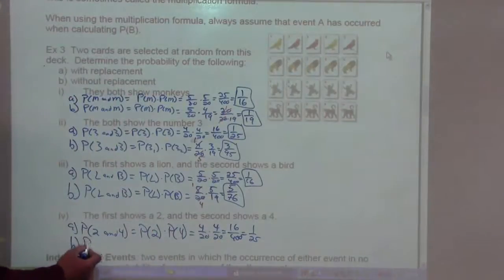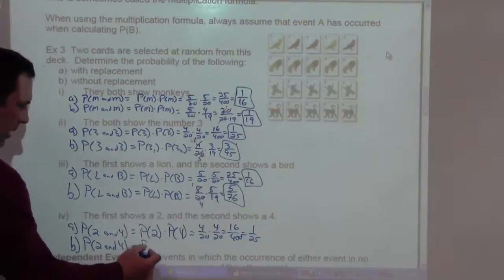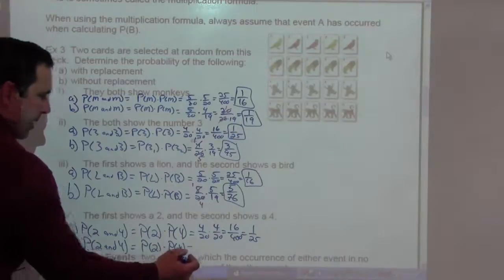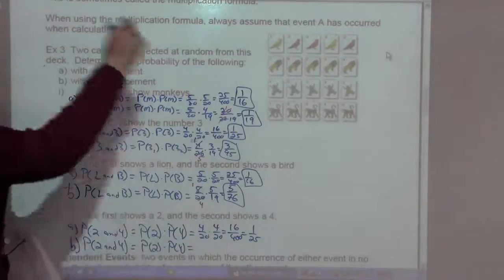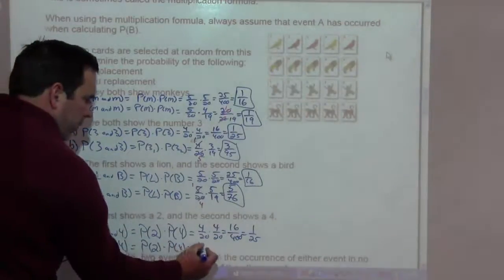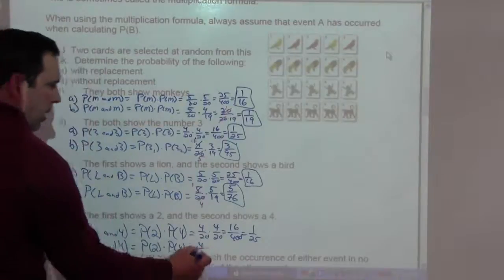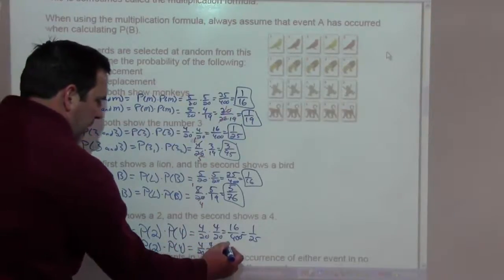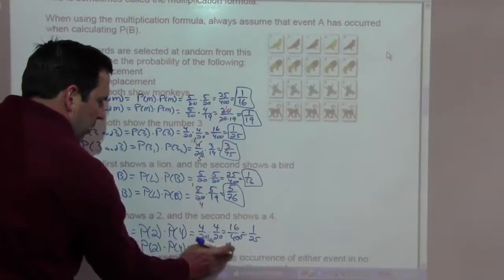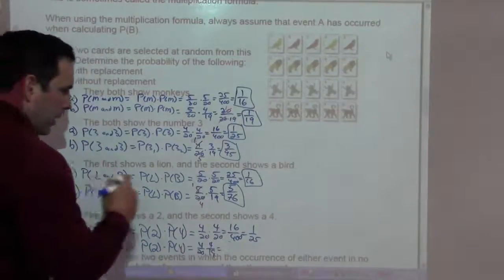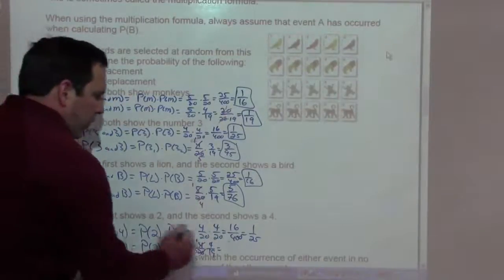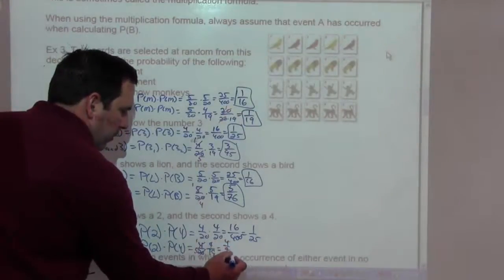And the probability of 2 and 4 in the second case is probability of 2 times probability of 4. This time it's without replacement, so the 2 card is taken out of the pot. We had 4 out of 20 for that one. Now there are still 4 cards, but there are only 19 cards left in the pot. That's 16. I'm going to reduce first. That's 4 over 95.